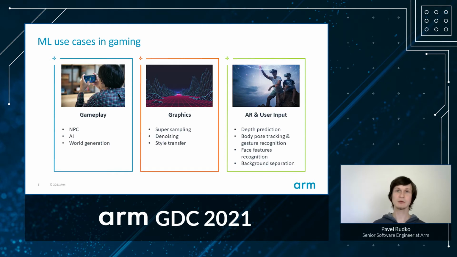However, today we would like to focus on another very important use case, which is especially popular on mobile, and it is AR. So in order to combine a game with the real world, we need to get certain data from the environment. And in this case, neural networks help us to solve such tasks as depth prediction, body pose tracking and gesture recognition, face features recognition, and also background segmentation.